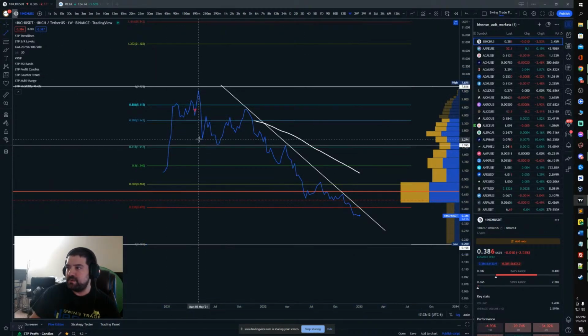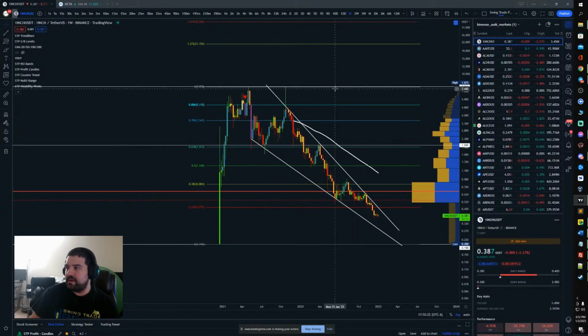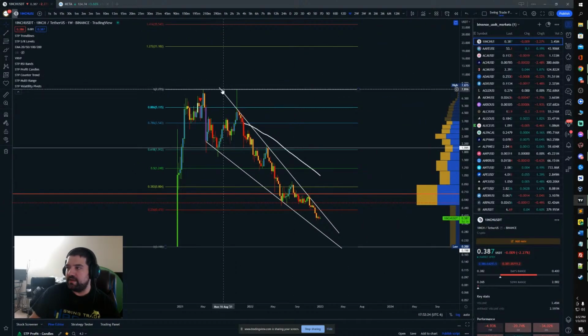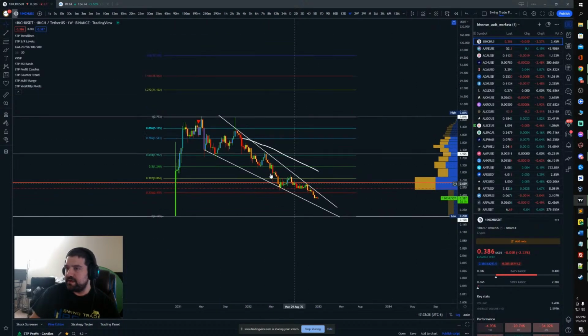And then as a support, you can also do the same thing on the bottom, right? So you can see we have 1, almost 2 touch points, 3 touch points. The more touch points you have, the more accurate the support and resistance is, right? And if you use VRVP, or the volume profile tool on TradingView, you can also see where a lot of the traded volume is on this particular asset.